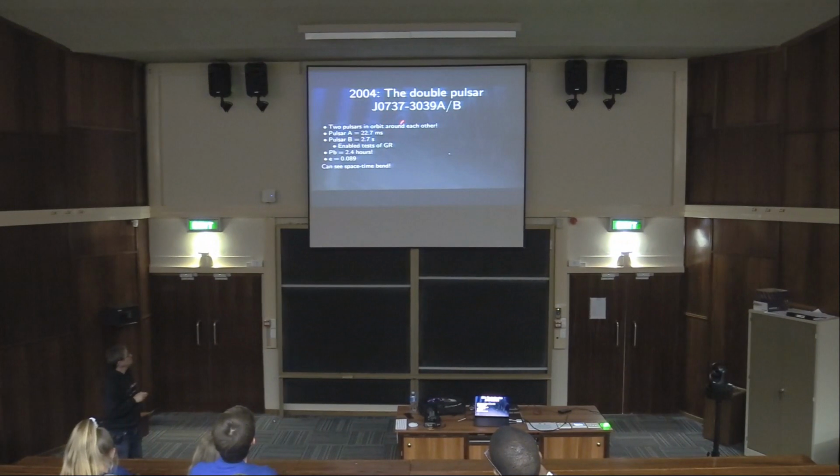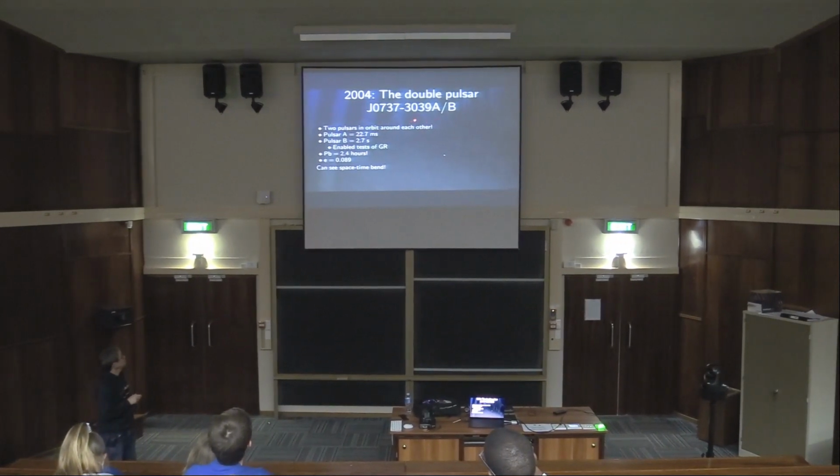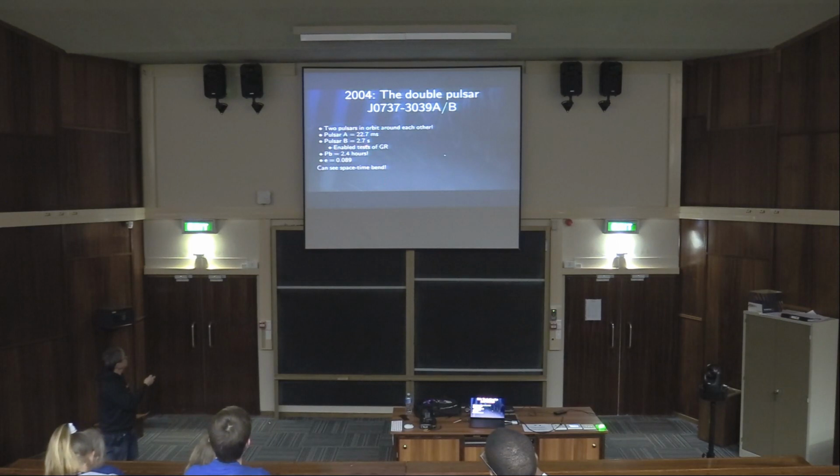So next, we're going to look at something called the double pulsar. J0737-3039 A and B to his friends. One of the pulsars spins at 22.7 milliseconds. That's about 33 times a second. The other one only spins about once every 2.7 seconds.